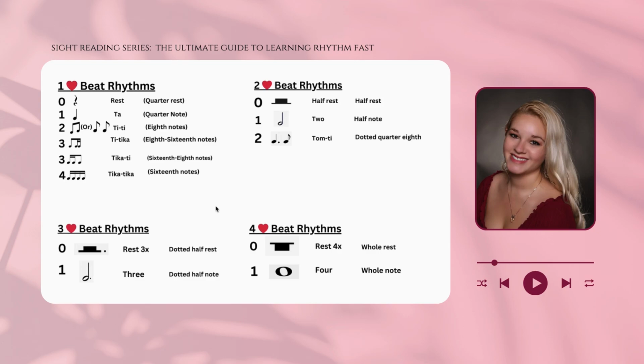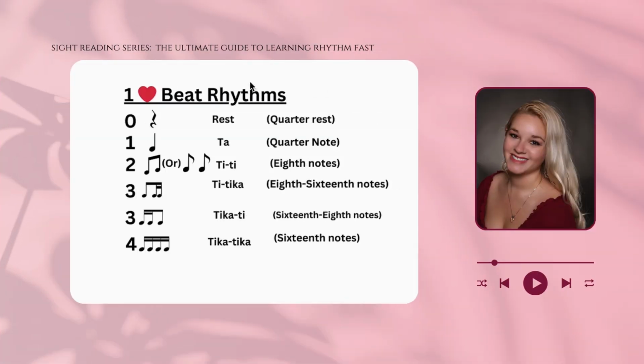I will also be making a video on time signatures to help people understand that as well, because I feel like that is something people get very confused on easily. So if you're someone who's always struggled, keep watching, because I promise this will make things so much easier and less confusing. Starting with our 1-beat rhythm chart, right here we have the label.